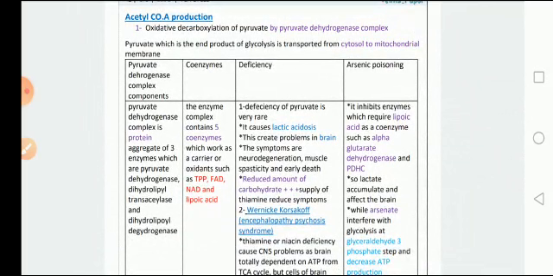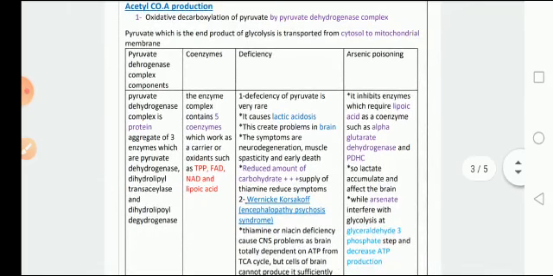And finally, CoA, which is not mentioned here, but add it, please. CoA is the 5th coenzyme. As I mentioned, there are 3 enzymes here. Enzyme number 1 requires TPP as coenzyme. Enzyme number 2 requires CoA and lipoic acid as coenzymes. And finally, enzyme number 3 requires FAD and NAD as coenzymes.